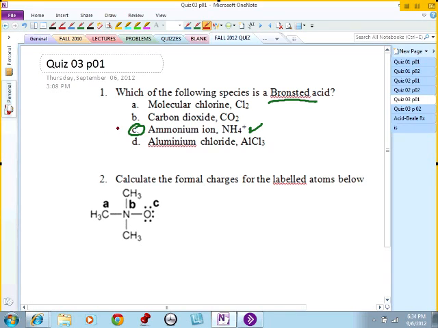How about number 2? Let me see. Donnell, go ahead and read this first. Okay. Calculate the formal charges for the labeled atoms below. Okay. What would be the formula? What is the formula for formal charge, by the way? Let's get that straight. FC equals what? Valence electrons in the natural state. Very good. Valence electrons in natural state.